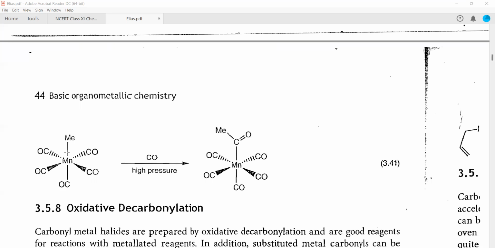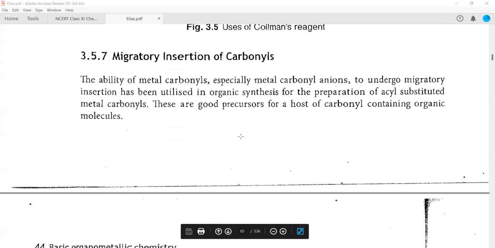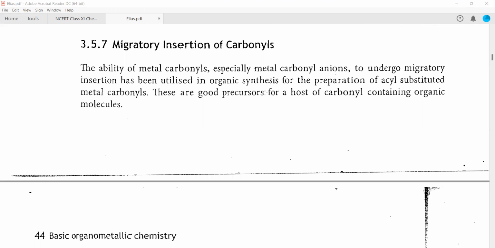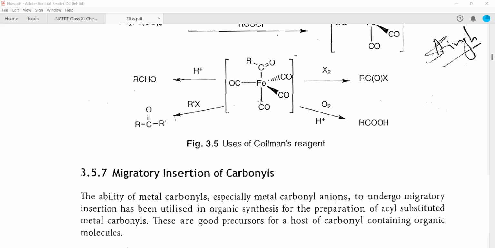First of all, to make this process feasible, you need a lot of carbonyls, right? So if you give high pressure of carbonyl to it, then this metal and alkyl bond will break and carbonyl is going to insert. It will form this acyl type of bond, which can further react with acid or other alkyl halides or halogens or oxygen in the presence of some acid mediums to give you very important organic products that have a carbonyl entity in them. So we already know the importance of migratory insertion of carbonyls. For all of this, you need some external carbonyl.